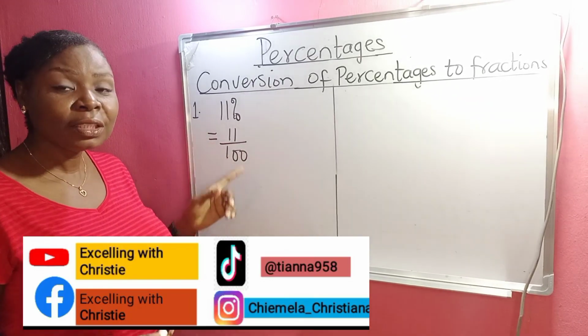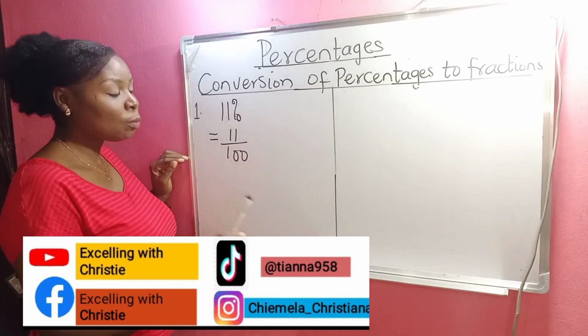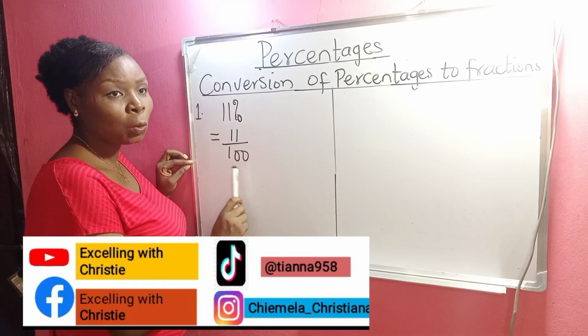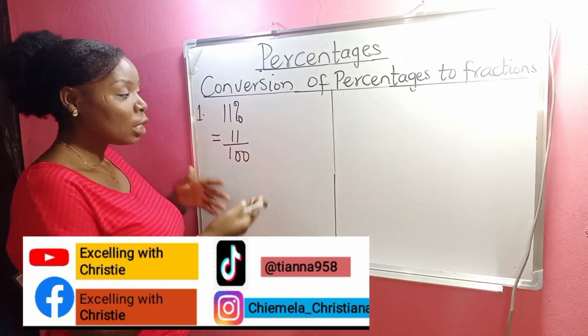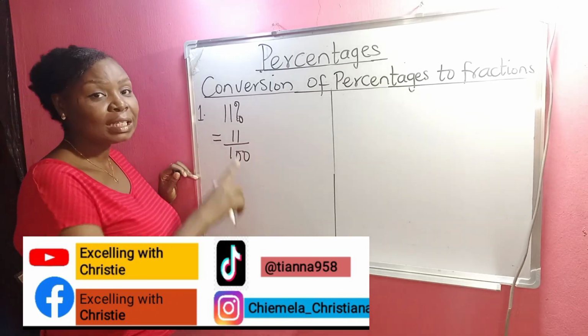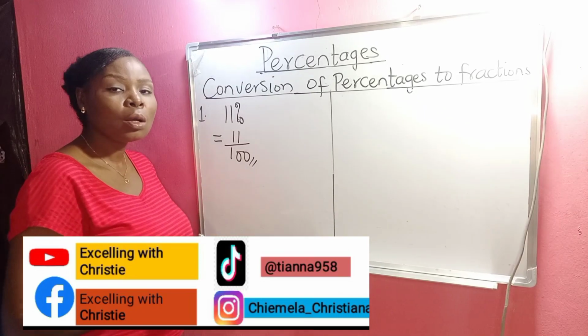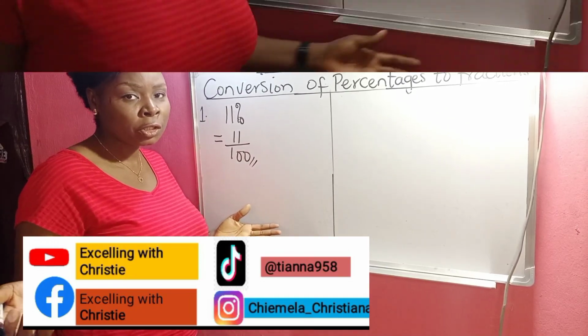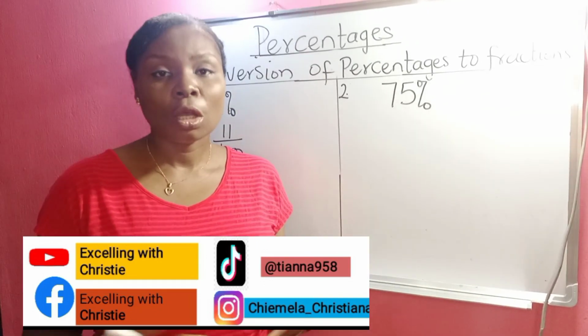And because 11 and 100 have no common factor, that means there is no number that can divide 11 and also divide 100 down. Because of that, there is nothing we can do anymore. So this answer ends here. To convert 11% to a fraction, it is simply 11 over 100. That's just it. In this second example, it says convert 75% to a fraction.